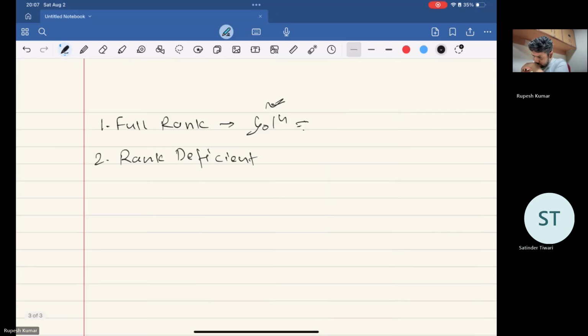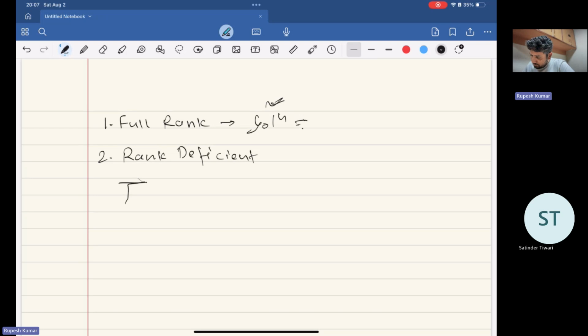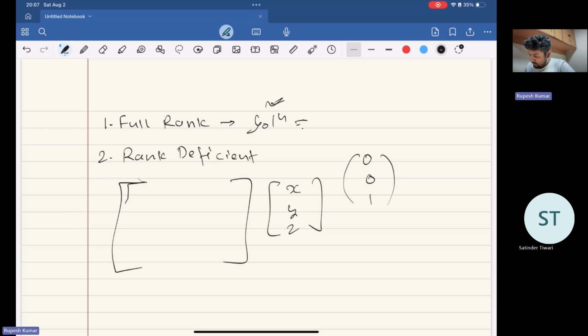Let me give you a simple, very basic example. So let's say we have a solution z equals 0, 0, 1, or a matrix that looks like x, y, z. Right?